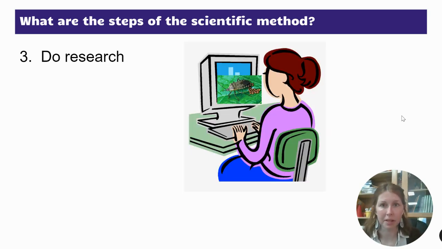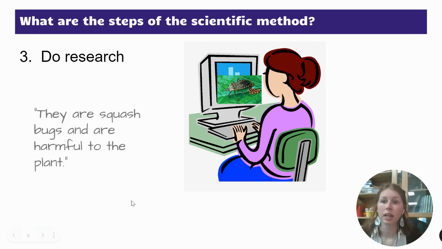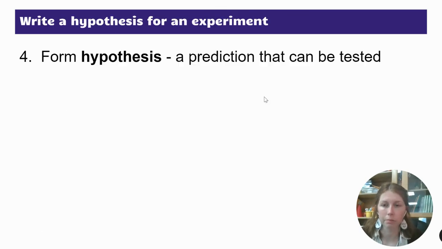The next step in the method is to do research. So I Googled it. What are bugs, like eggs underneath my zucchini plants? And I found pictures, and I said, yeah, I've seen those bugs on my plants. They are squash bugs, and they are harmful to the plant. So what do I do to get rid of them? That is, I'm using the scientific method to solve this problem.